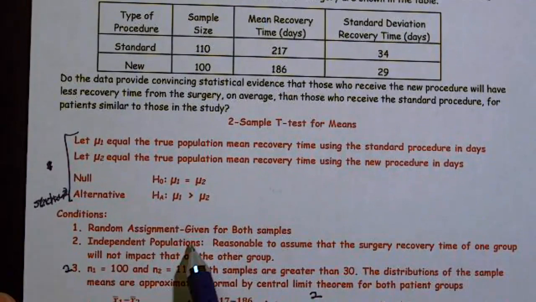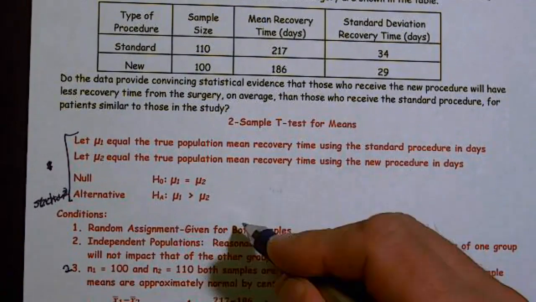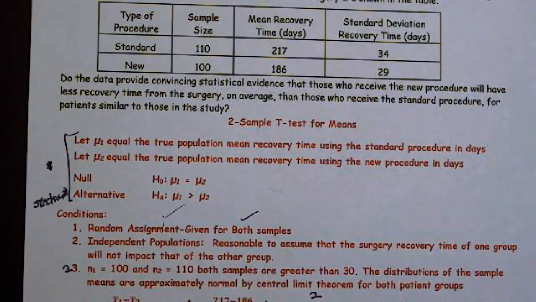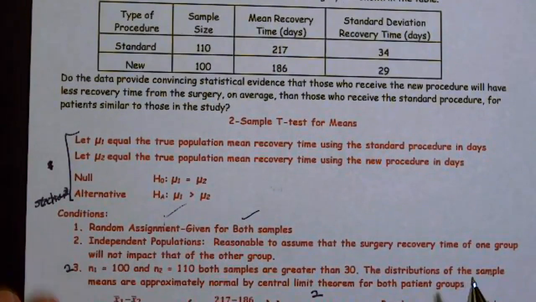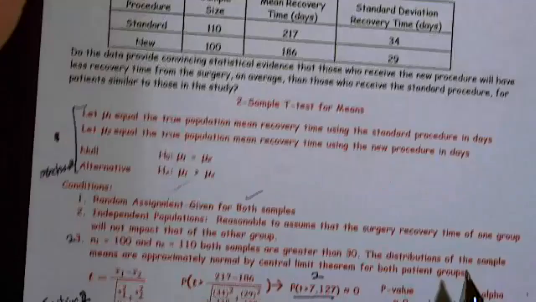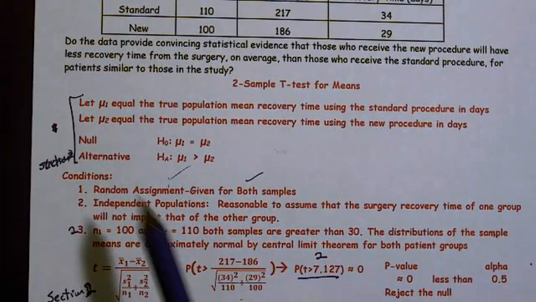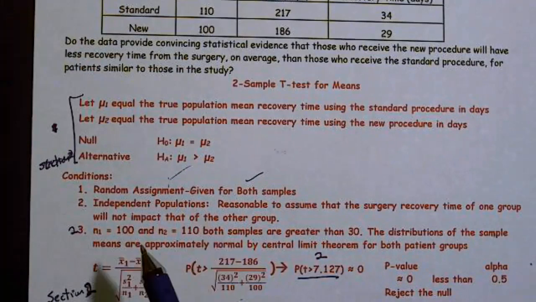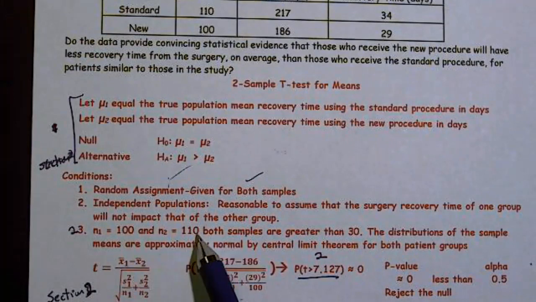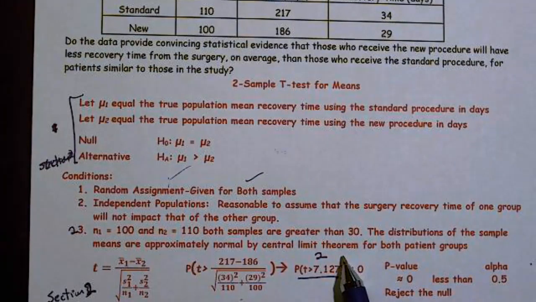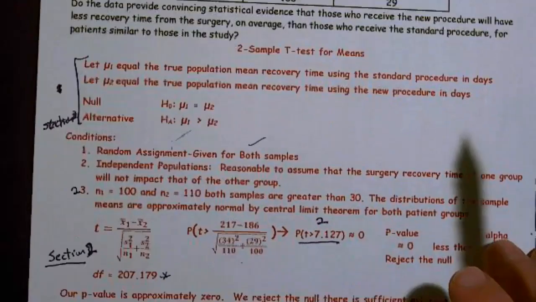Our conditions: random assignment, it was given for both samples. Make sure you include the word both. Make sure you're using the word assignment. Independent populations: reasonable to assume the surgery recovery time for one group will not impact the other. If you did not have that, not a big deal. The n is less than 10% was not necessary. If you have it, it's not counted against you. Our sample sizes are 100 and 110. Both are greater than 30. So the distribution of the sample means are approximately normal by central limit theorem. Important to have that condition.